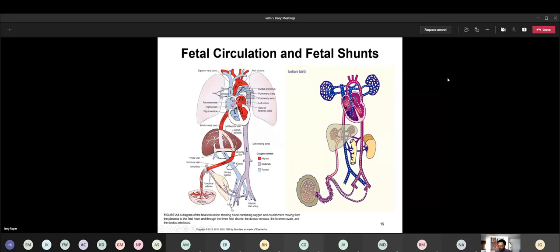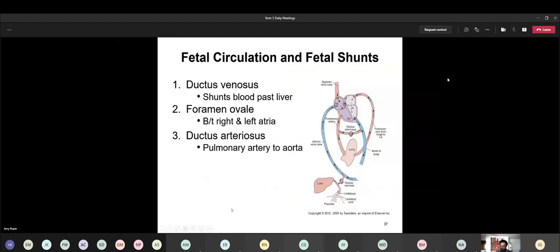All right, so we just talk about the three shunts here. The ductus venosus is, of course, the first place, which would be right there to the liver. So this is how the blood gets onto the freeway coming from the placenta, and then the foramen ovale, and then the ductus arteriosus.